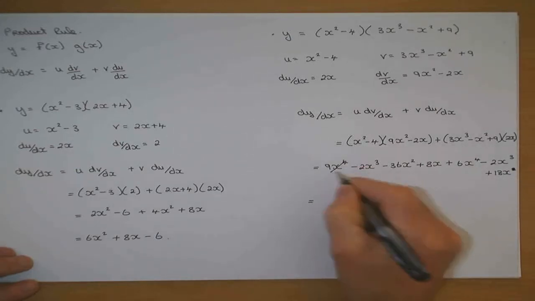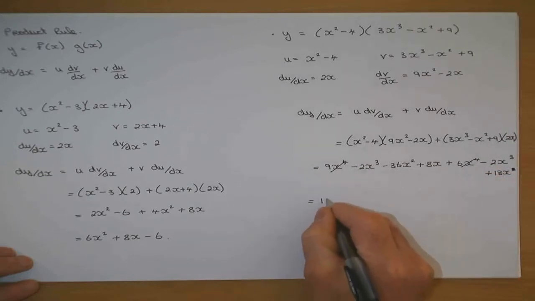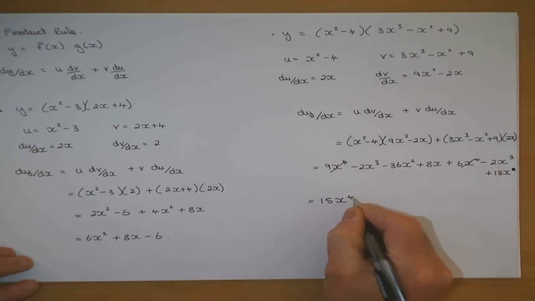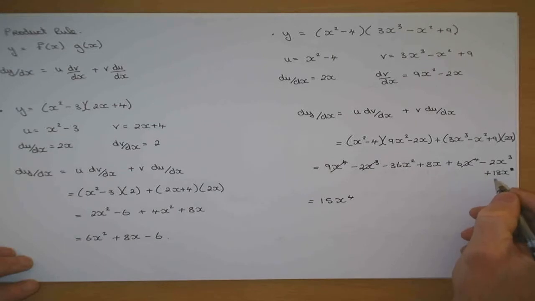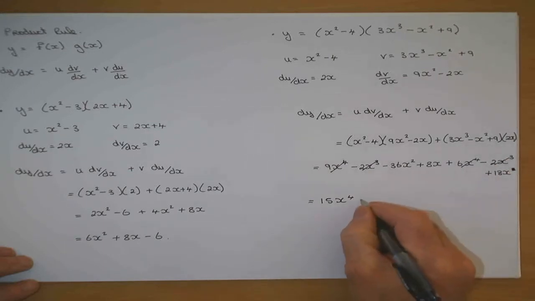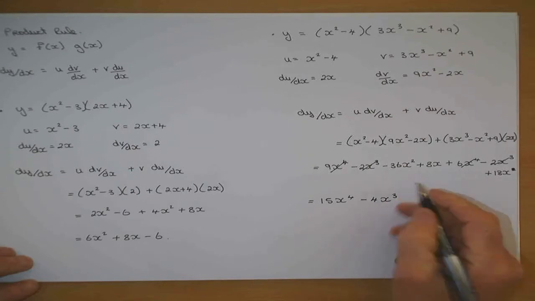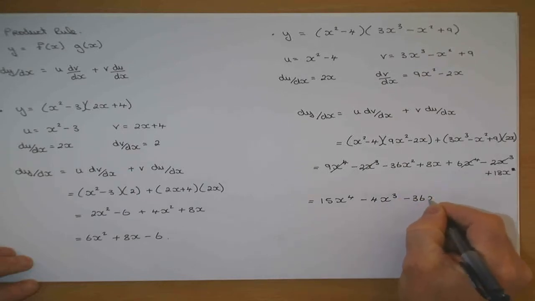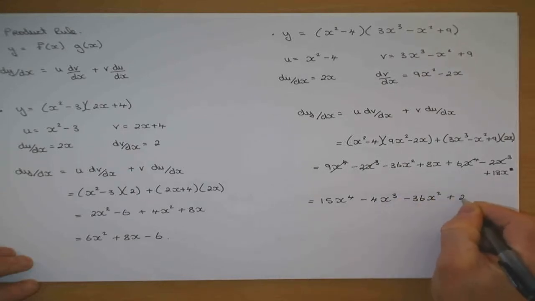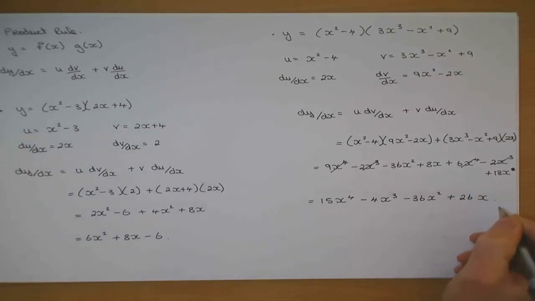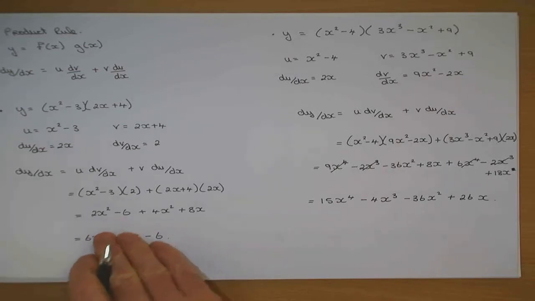9x to the 4 and 6x to the 4 is 15x to the power of 4. Minus 2x cubed minus 2x cubed minus 4x cubed. Minus 36x squared plus 26x. Have you any questions? So there is your product rule.